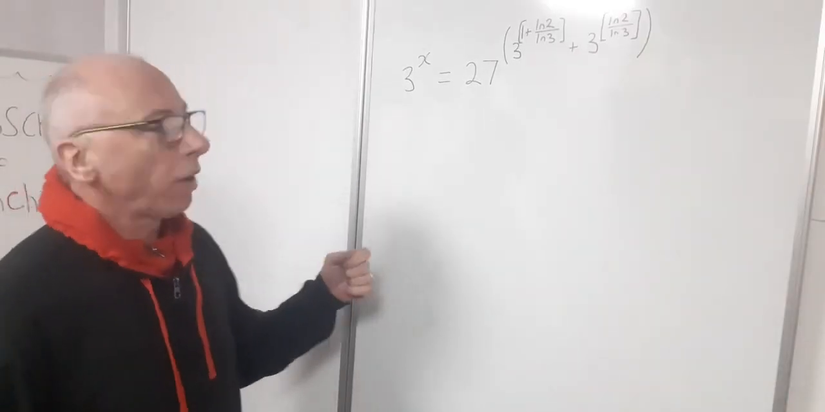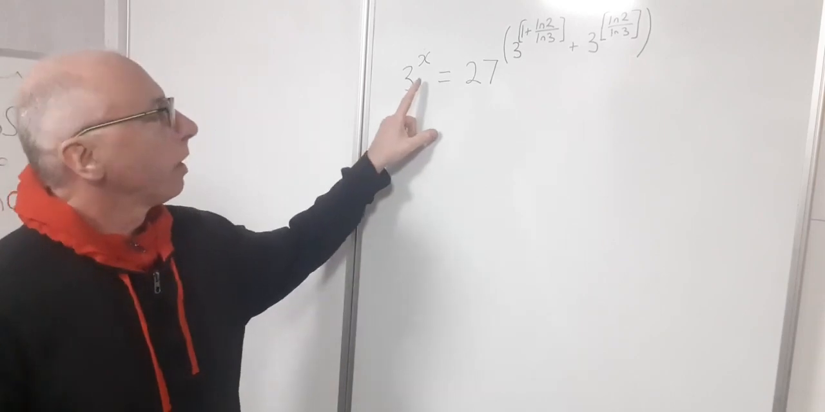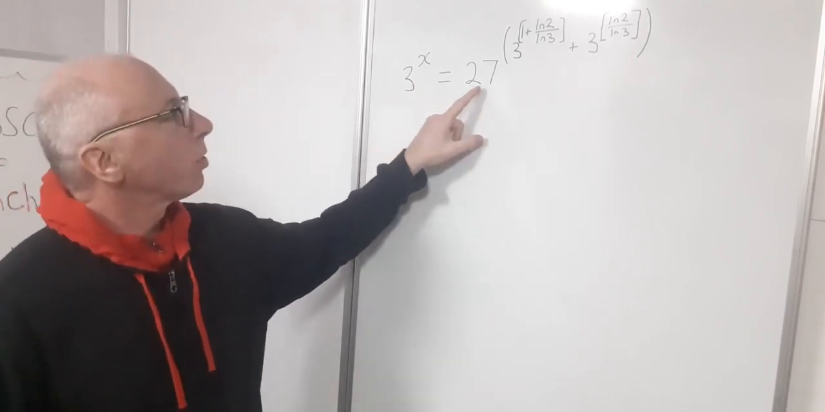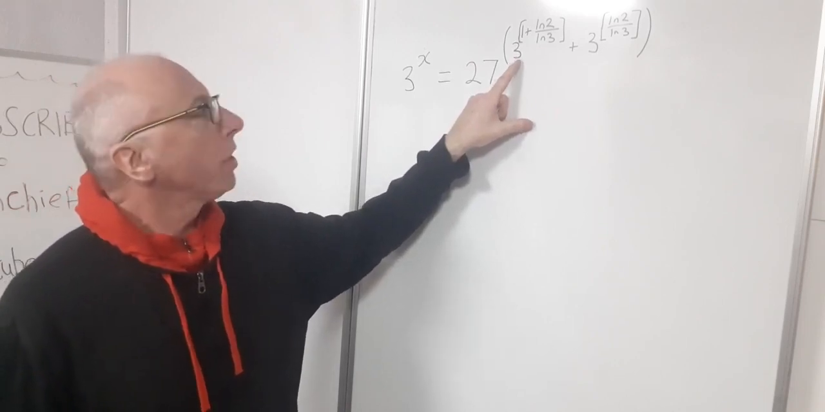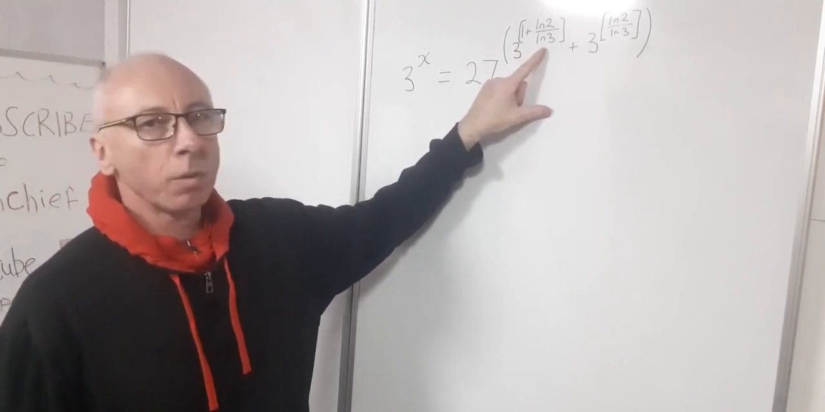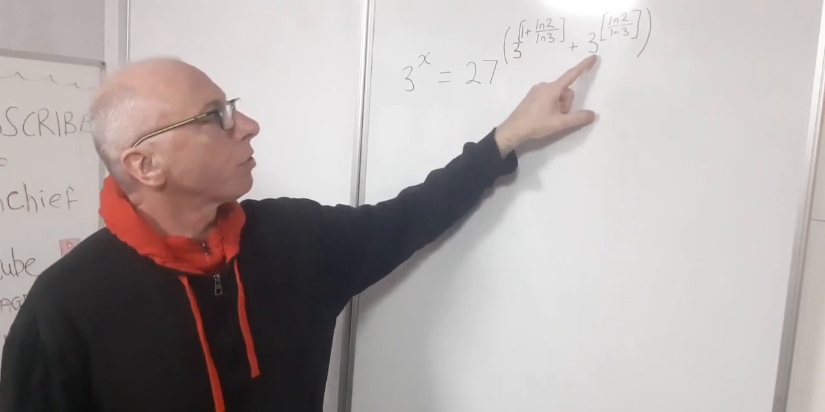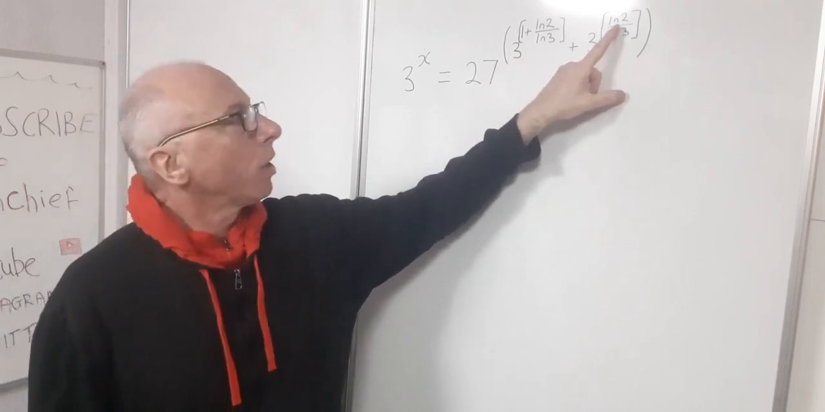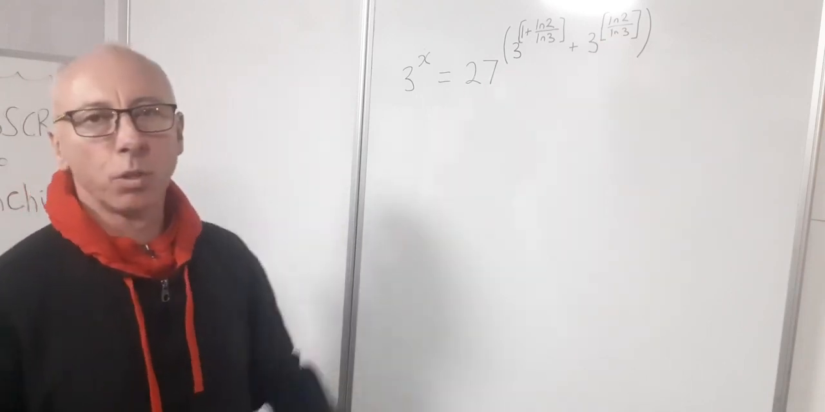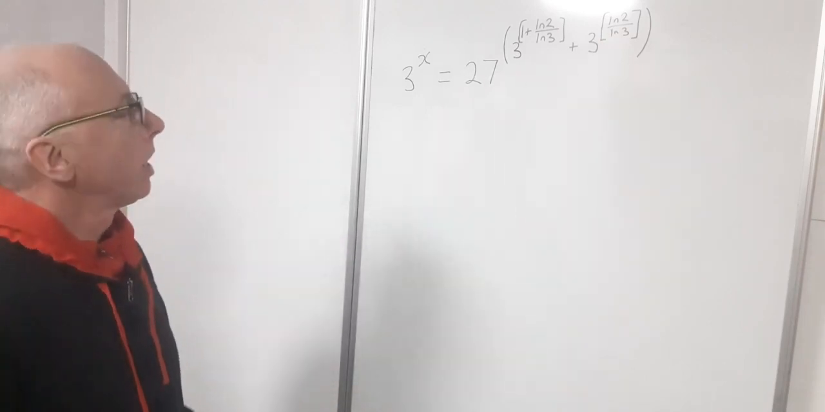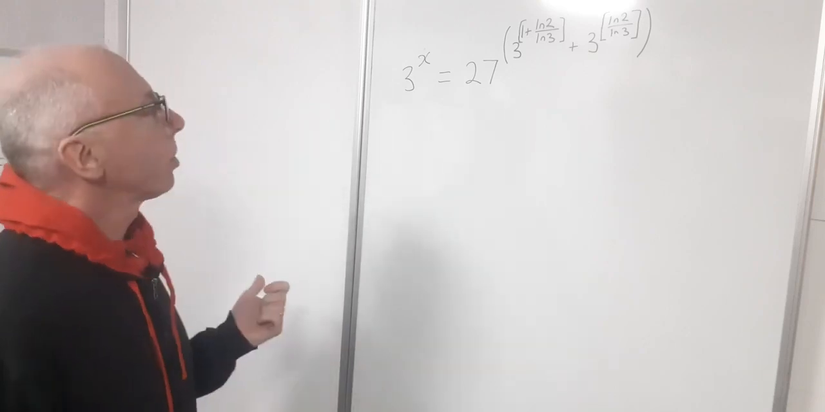Okay, so we've got this crazy algebra question here. We've got 3 to the x equals 27 to the power of another 3 to the power of 1 plus log of 2 over log of 3, plus 3 to the power of log of 2 over log of 3. And that's all enclosed in the power for 27. So this thing just looks crazy. How are we going to solve this?